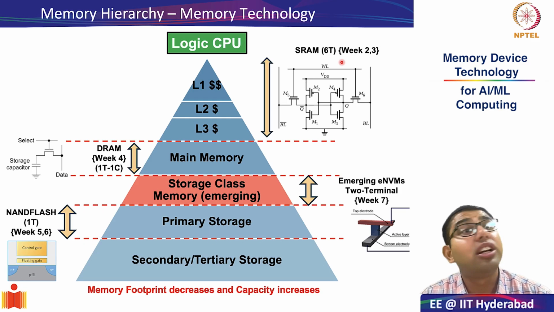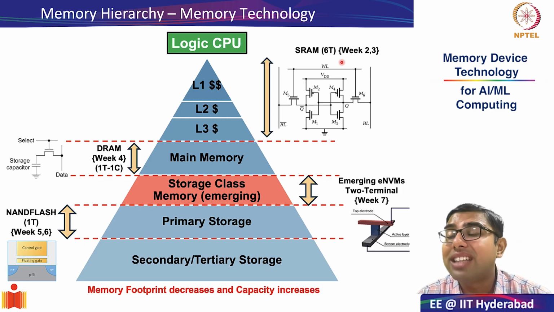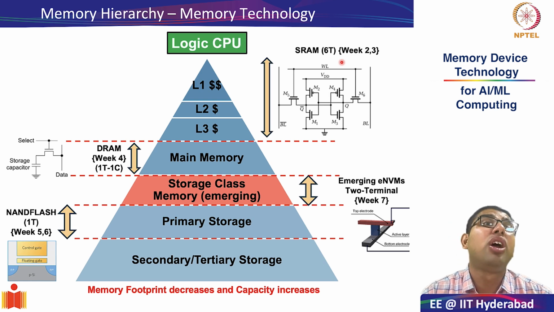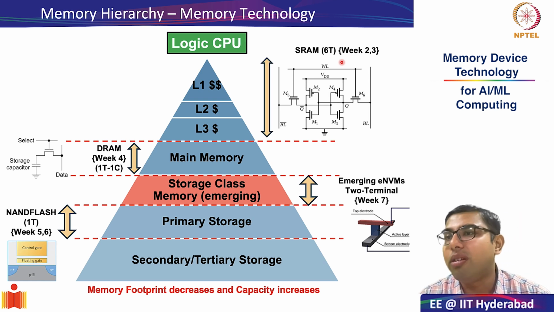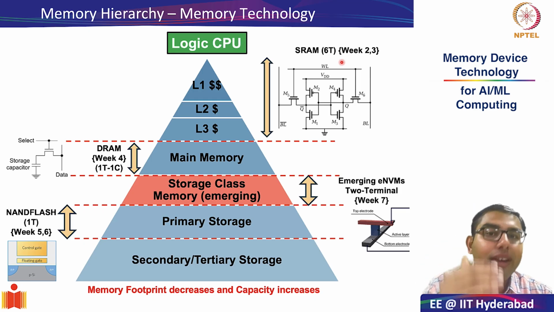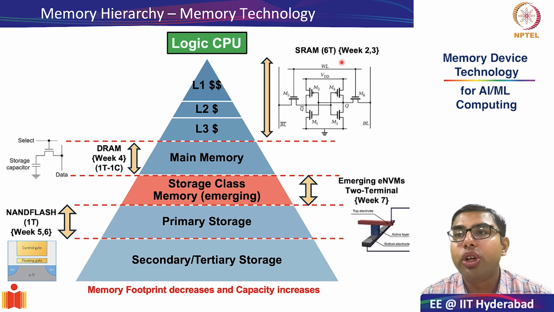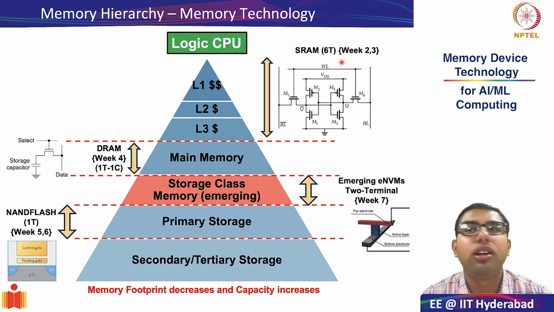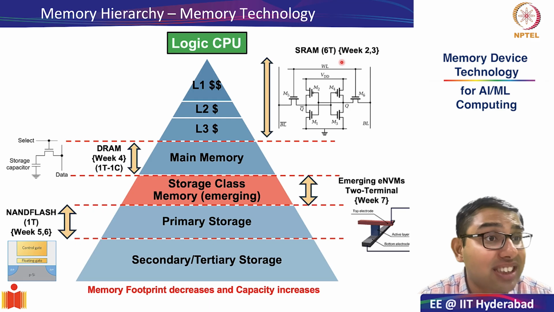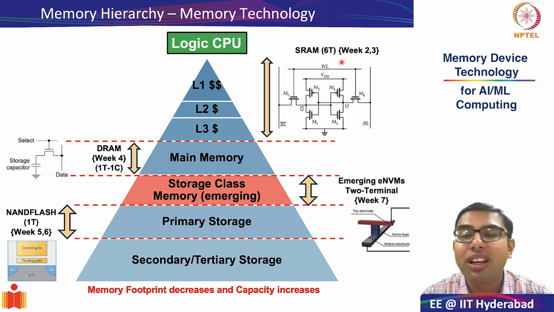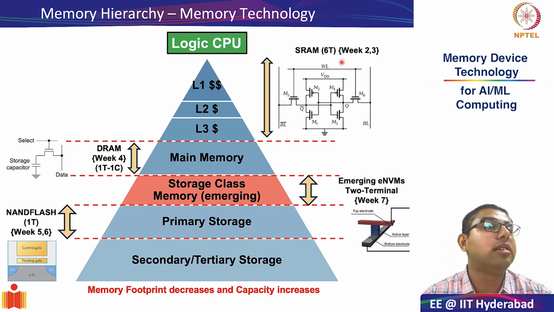NAND flash consisted of 1 transistor. This is established technology. Whereas eNVMs consist of just 2 terminal devices, not even 3 terminals. So what does this mean? As you go down in the memory hierarchy, you are trying to make the cell area smaller and smaller and improve bit density. But as we have been seeing in this course, there are no free lunches, it doesn't come free of cost. The cost is the increased latency.